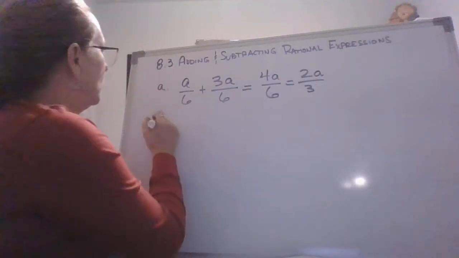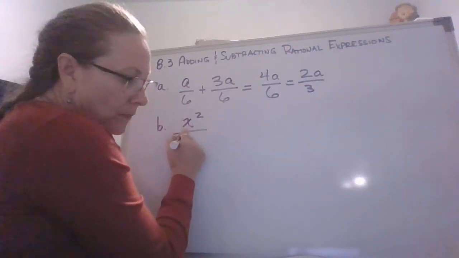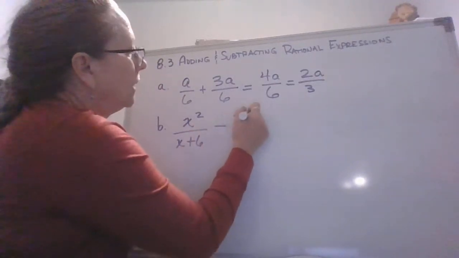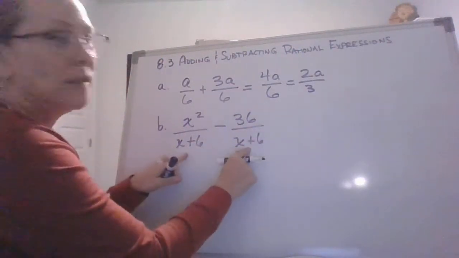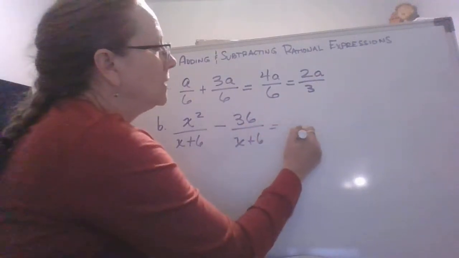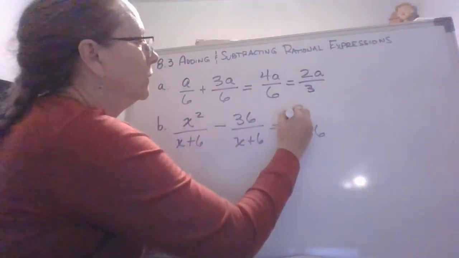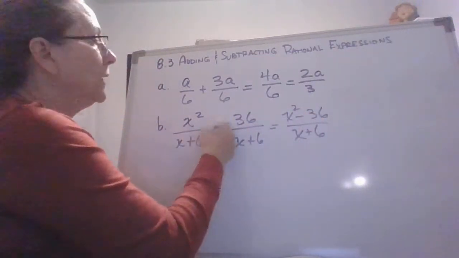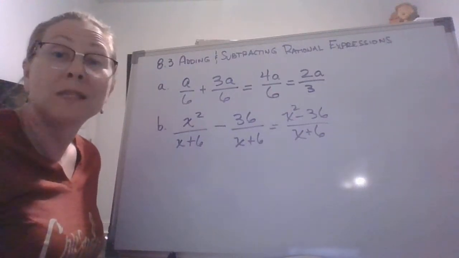Here's another example with common denominator of x plus 6. You're like, what? A denominator can be a binomial? Yes, it can. This is a common denominator. This common denominator, again, stays the same. The numerator, put it together, x squared minus 36. But now the question again is, can it be simplified?